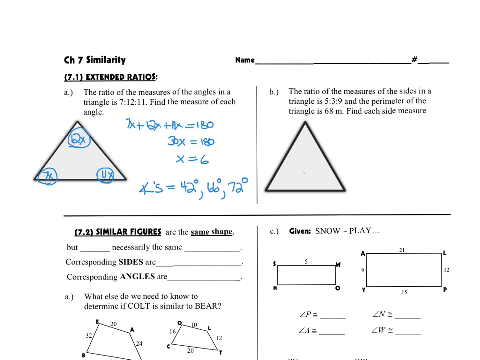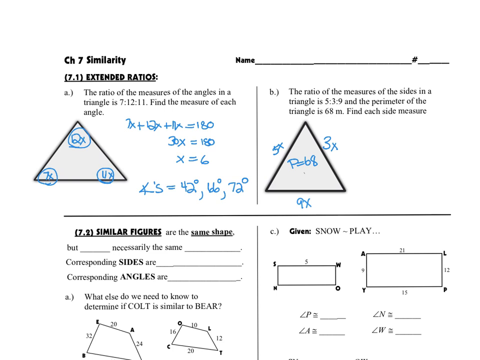And if we look at our second example B, it says the ratio of the measures of the sides in a triangle is 5 to 3 to 9. And the perimeter of the triangle is 68 meters, and we need to find the measure of each side. And so I'm going to assign the sides as 5x and 3x and 9x. And I'm told that the perimeter is equal to 68.